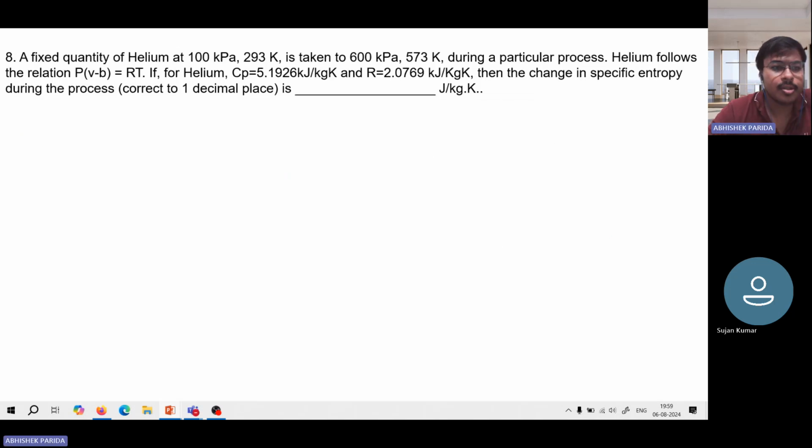Now this is a numerical question. A fixed quantity of helium at 100 kilopascal, 293 Kelvin is taken to 600 kilopascal, 573 Kelvin during a particular process. Helium follows the relation P(v minus b) equal to RT. If for helium Cp is equal to this much and R is equal to this much, then the change in the specific entropy during the process is, correct to 1 decimal place. Try to solve this question. I'm waiting for you. First of all, write the two states. What are the state points? State 1, state 2, and then solve this question.